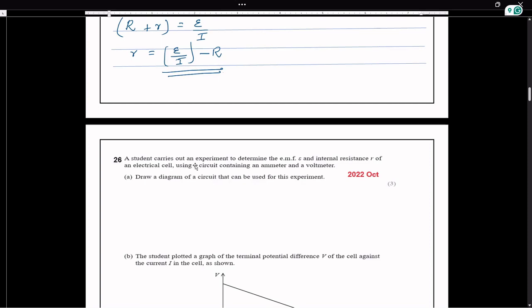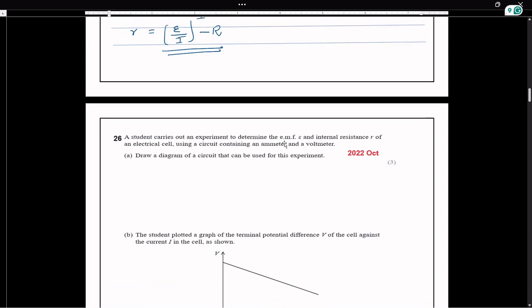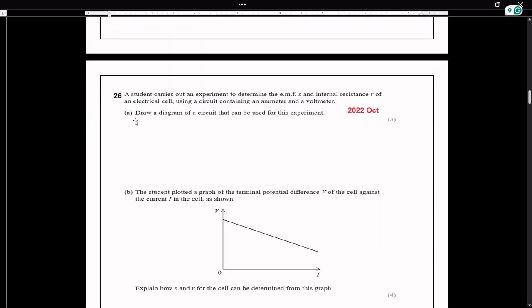A student carries out an experiment to determine the EMF and internal resistance R of an electrical cell using a circuit containing an ammeter and a voltmeter. Draw a diagram of a circuit that can be used for this experiment.